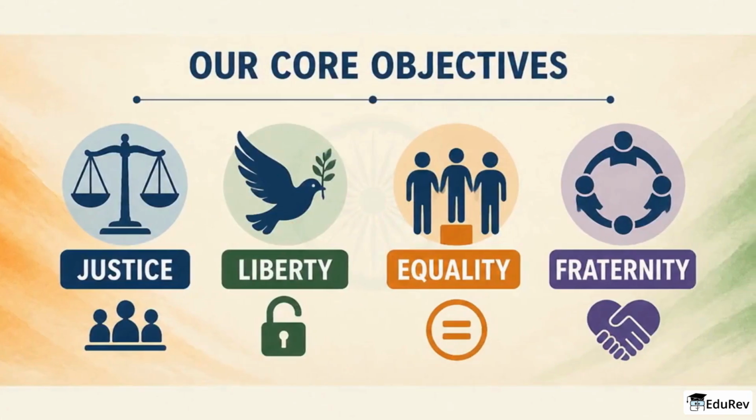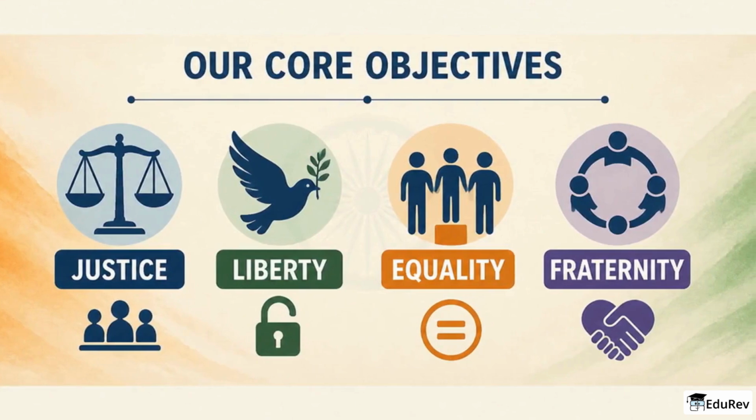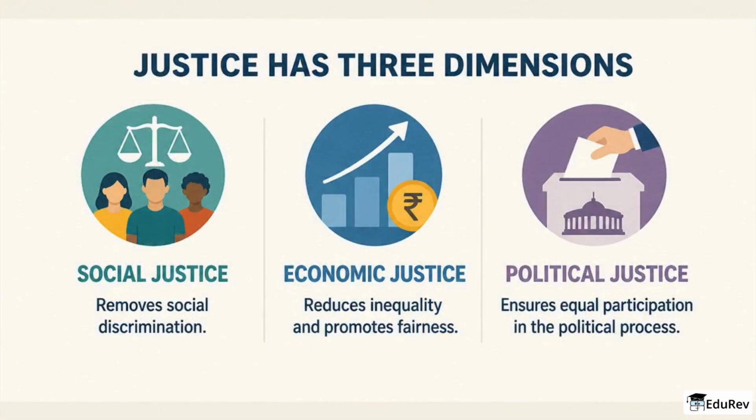Next come the objectives: justice, liberty, equality, and fraternity, each with a precise meaning for policy and rights. Justice is split into social, economic, and political strands. Social justice removes social discrimination, economic justice reduces inequality, and political justice secures equal participation.